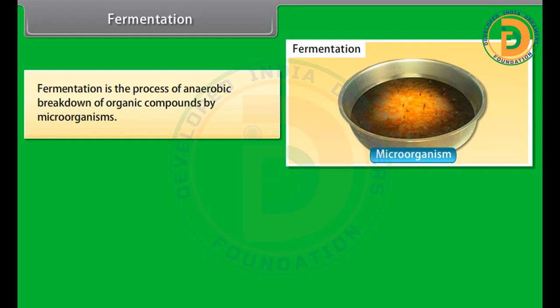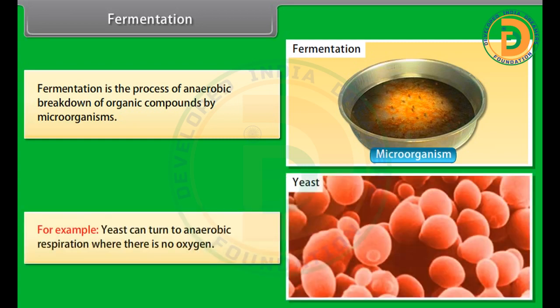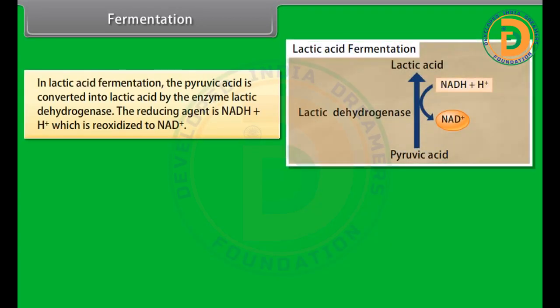Fermentation. Fermentation is the process of anaerobic breakdown of organic compounds by microorganisms. For example, yeast can turn to anaerobic respiration where there is no oxygen. In lactic acid fermentation, the pyruvic acid is converted into lactic acid by the enzyme lactic dehydrogenase. The reducing agent is NADH plus H plus which is reoxidized to NAD+.